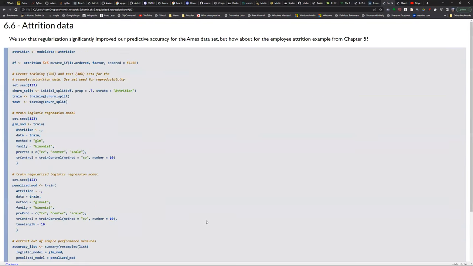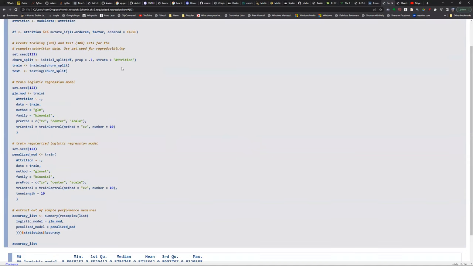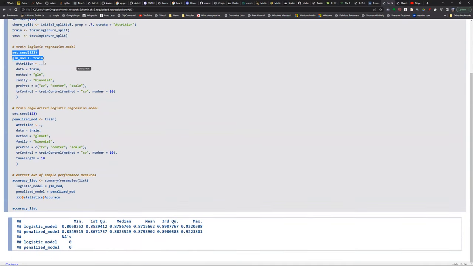Okay, so one more thing, like the people from Apple like to say. How about if we apply these regularization methods to a logistic regression, what would happen? So this is the script for this. We call the attrition data, right? And we mutate anything that is ordered to factors so that the model can ingest it. We're going to split our data set into train and test set. Then we're going to train using Caret. We're going to train the attrition with all the components. Remember, the attrition is a factor, okay?